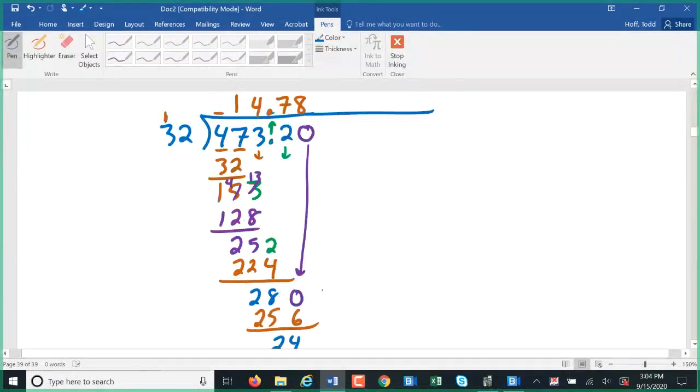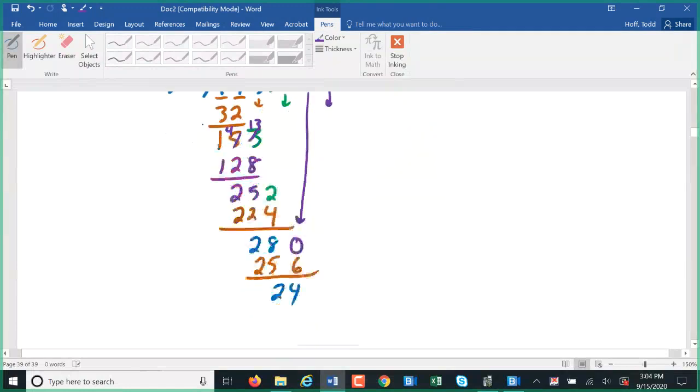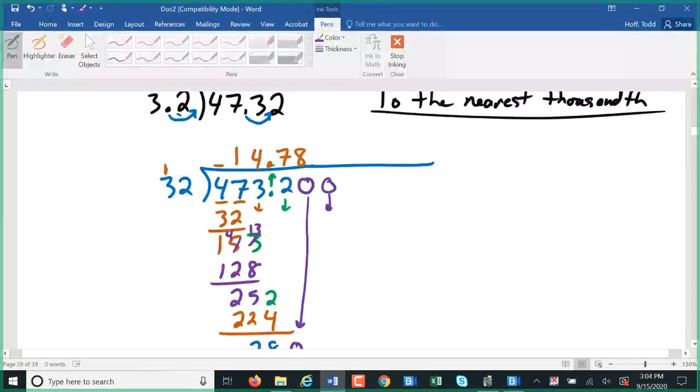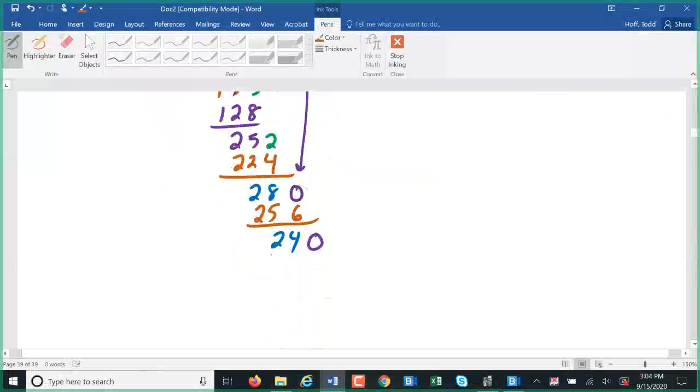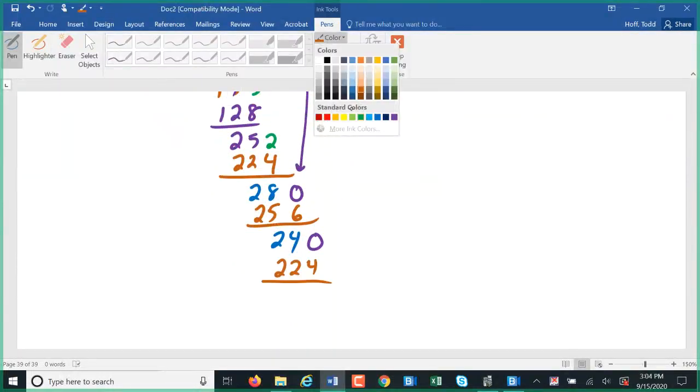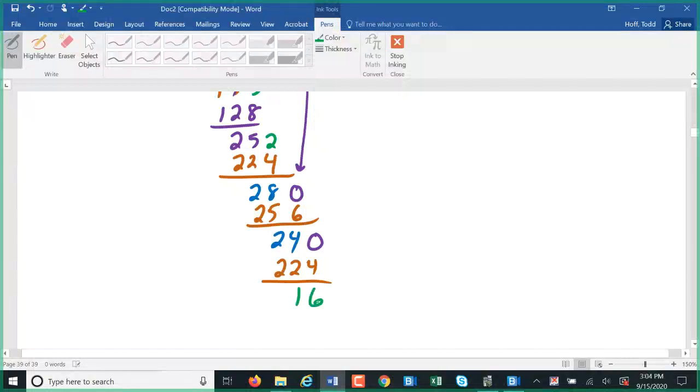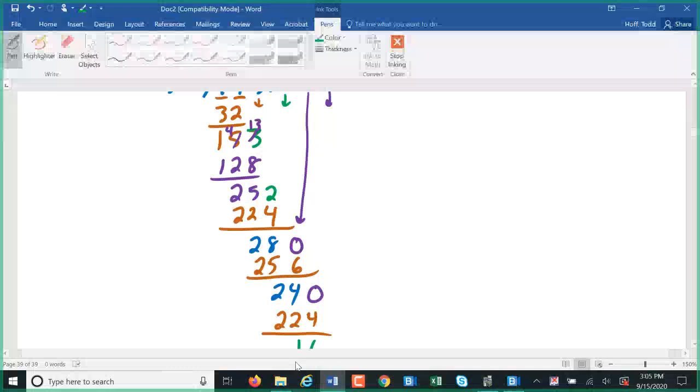Well, we're only to the hundredths digit, so let's add another 0. Bring it down. 32 goes into 240, I'd say 7 times. 7 times 32 is 224. Subtract there to get 16. Now we're at the thousandths digit. Does that mean we can stop?